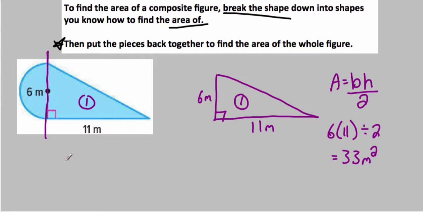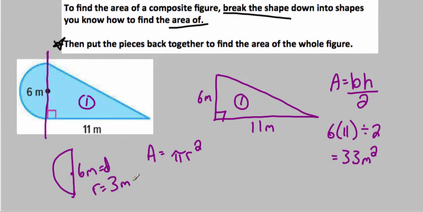Now we look at the second shape. So I can draw my semicircle down here. And really I only know one measurement. This whole distance across is 6 meters. Well, if you remember, the whole distance across is your diameter. But to find area for a circle, we want to do pi times the radius squared. So we need to know the radius. Well, the radius is just half of the diameter. So if the diameter is 6, my radius is 3 meters.